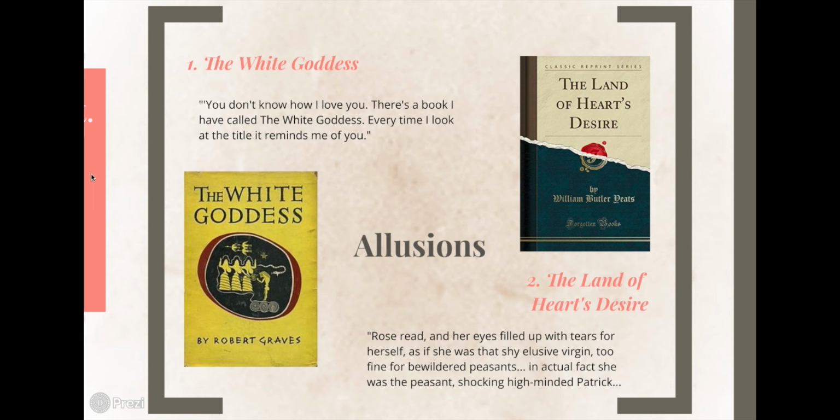In The Beggar Maid, Patrick says, "You don't know how I love you. There's a book called The White Goddess. Every time I look at the title, it reminds me of you." It shows how highly Patrick upholds Rose.